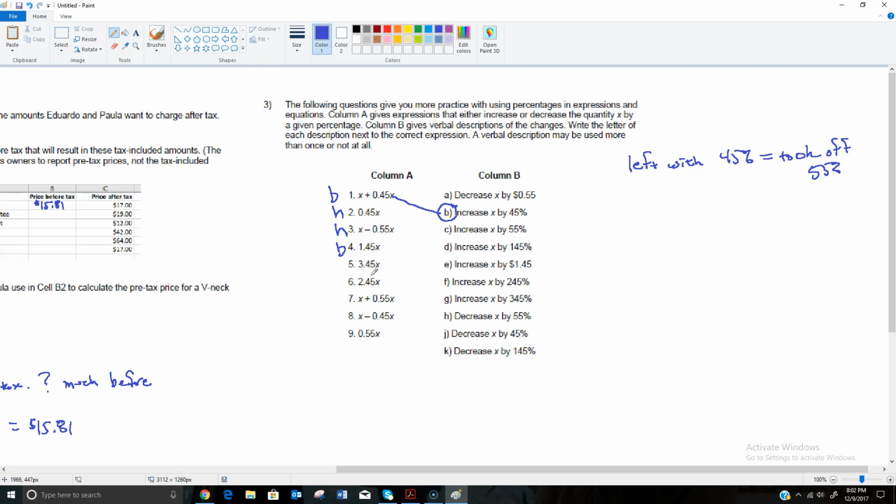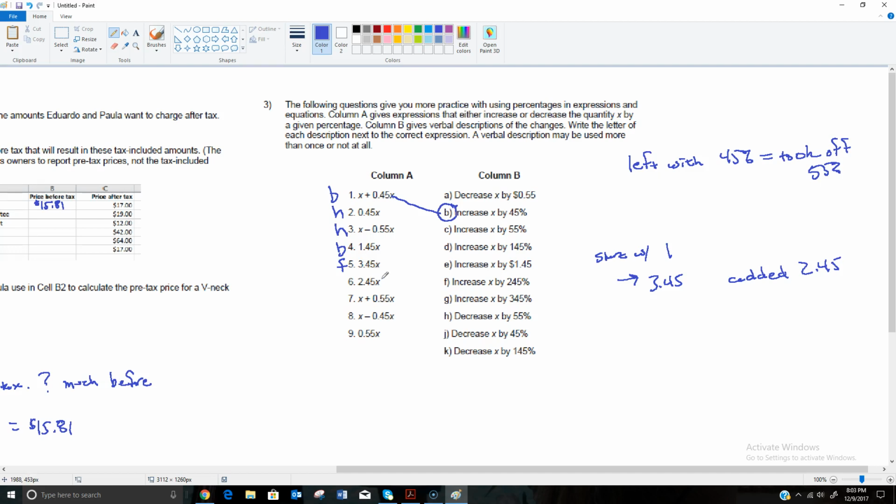This one, remember, 1 is the original. So if we were at 1 and now we're at 3.45, what have we added? You start with 1, and now we've gotten to 3.45. How much is added? Well, we've added 2.45. So this is an increase of 245%. Not 345%, because 100% is what you start with.